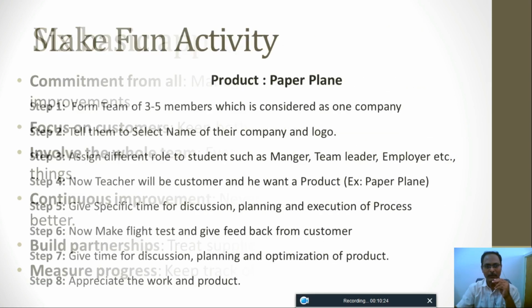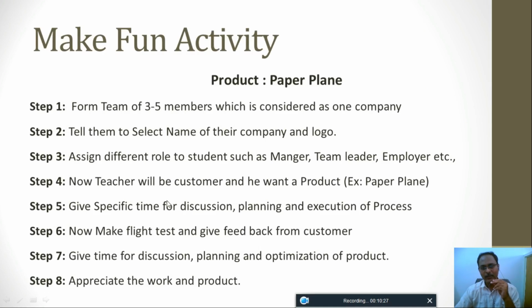So these are all the things covered by a single activity, and I have completed this activity within 45 minutes. The whole class was involved, the whole class got different ideas, and they worked creatively and executed this work. So I am very happy with this activity. This type of activity can be considered.